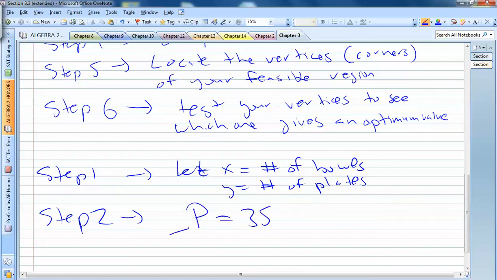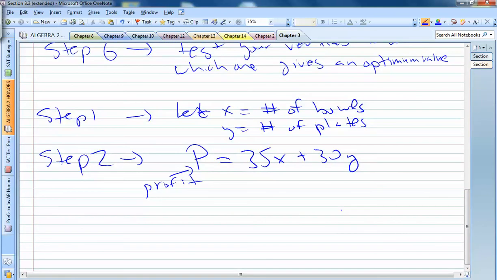So P is going to stand for profit. I'm going to introduce a new variable here. P is going to stand for profit. And because you make $35 for each bowl and $30 for each plate, the profit will be 35x plus 30y. We'll come back to that later.